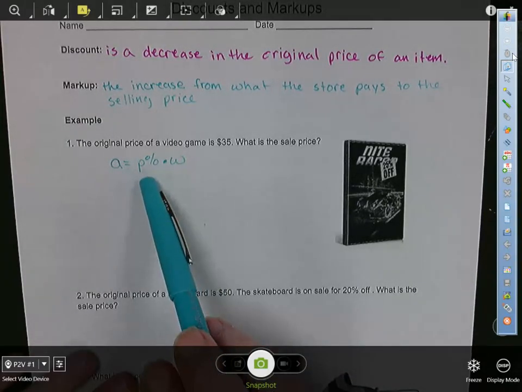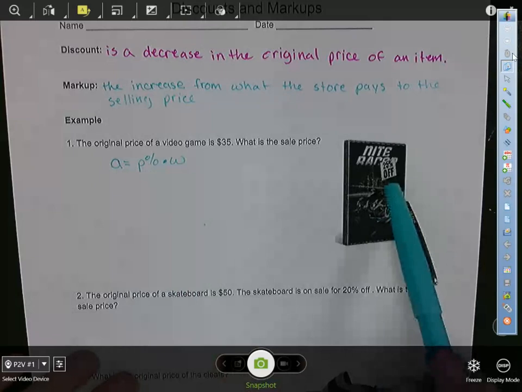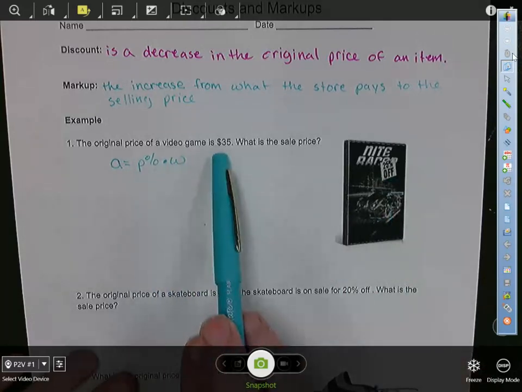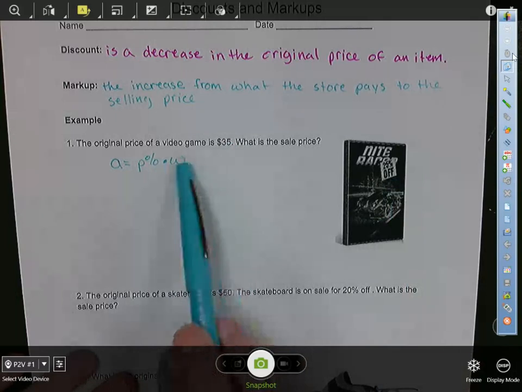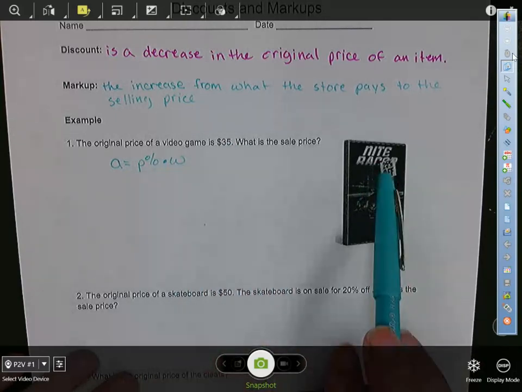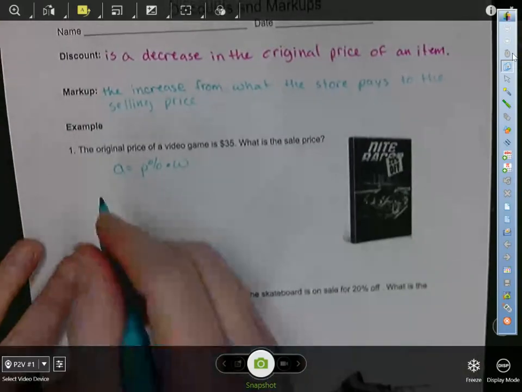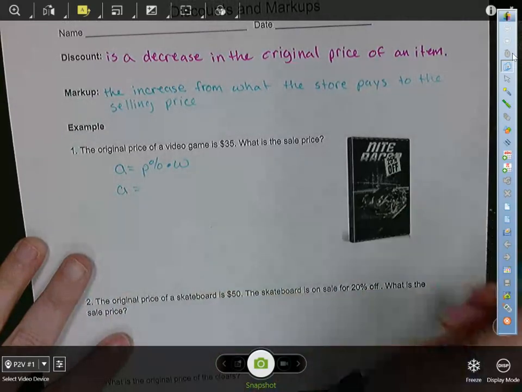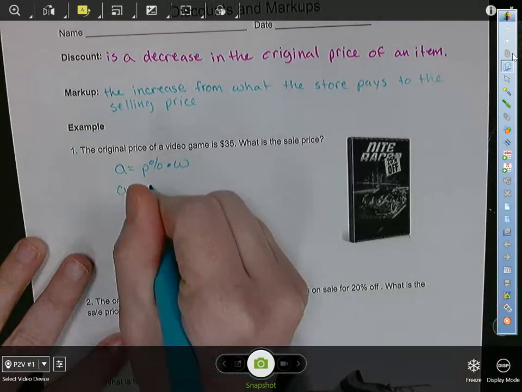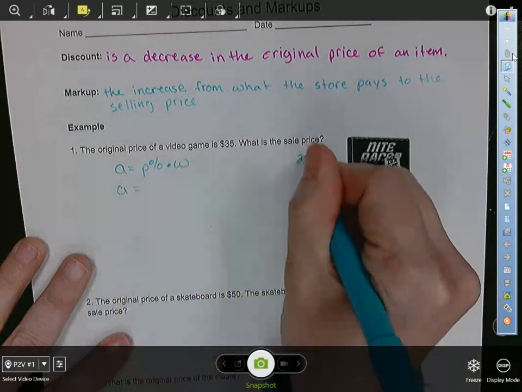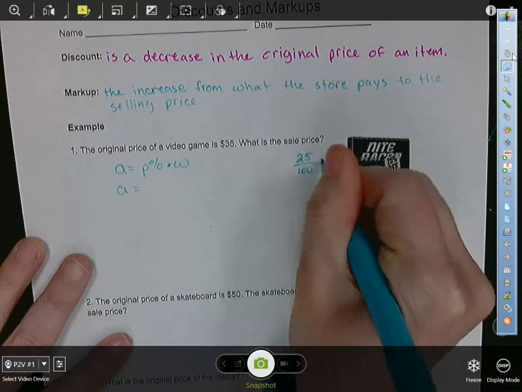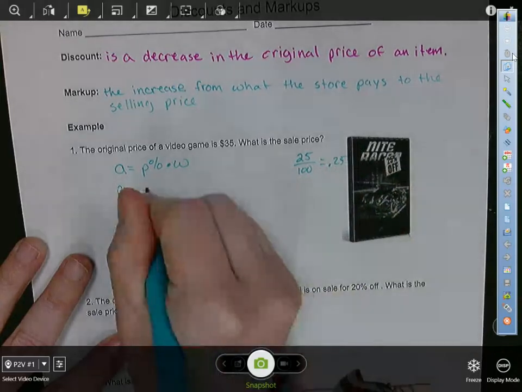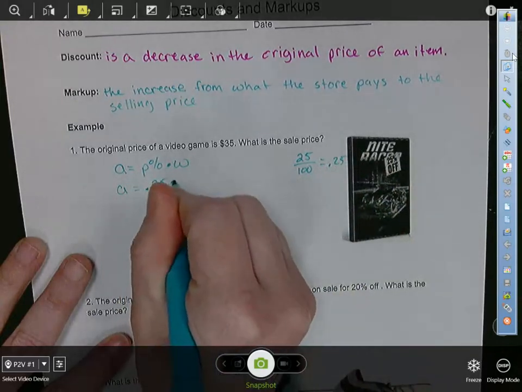Okay, so first we're trying to find the discount. Okay, so we're trying to find how much the discount is. So it's 25% off, and the original price was 35. So that means the whole number is 35 and the percent is 25%. So to find the discount, you would do P percent, so 25%, and we want to change that to a decimal, so we do 25 over 100, which is 0.25. Okay, so we do 0.25 times 35.